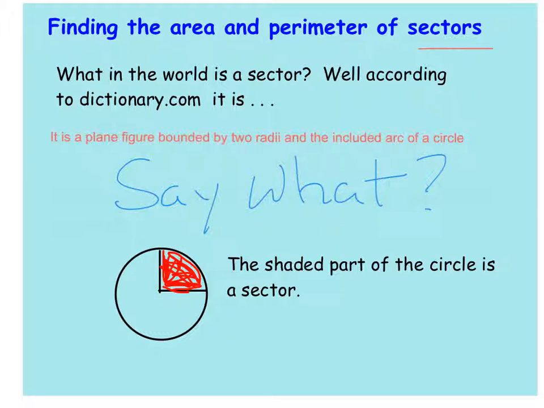So I can hear you now. Say what? So let's make it easy. A sector is this shaded area in red within the circle. And when they say it's the bounded area, that's including the area of the radii, and it's that region inside, that area shaded in red.